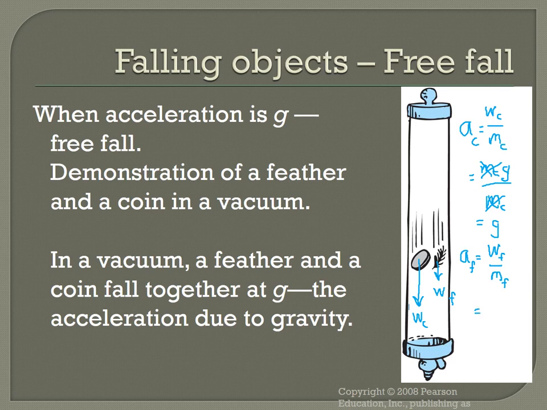And of course, weight can be rewritten as mass, in this case the mass of the feather, times g. And I divide by mass of feather. And this, my friends, is how you wind up with the acceleration of each of these objects being the same, despite the fact that the net force acting on each of the objects is different, because acceleration depends not only on the net force, but also on the mass of the object.